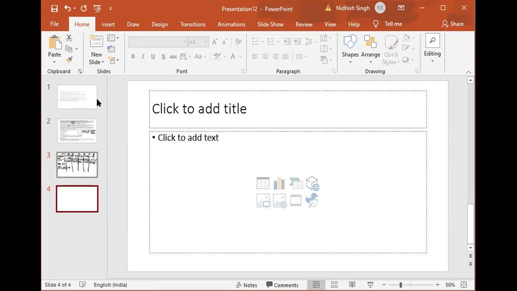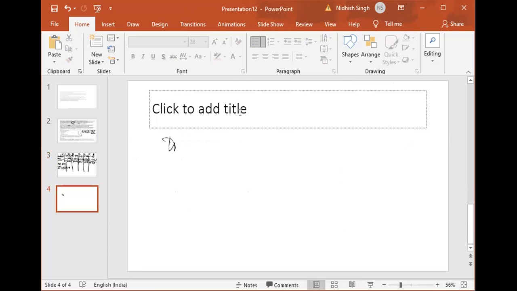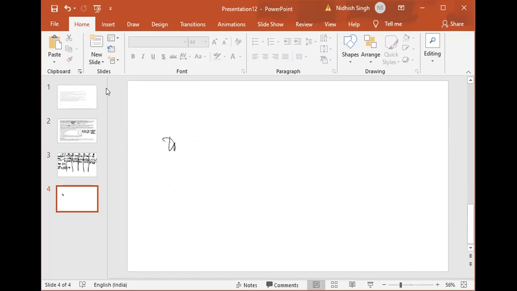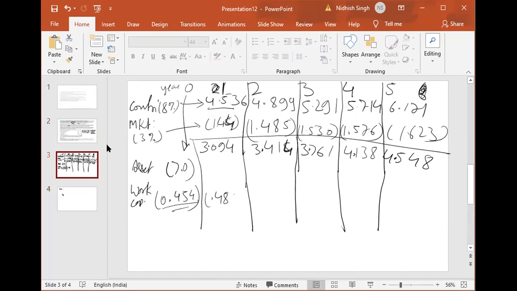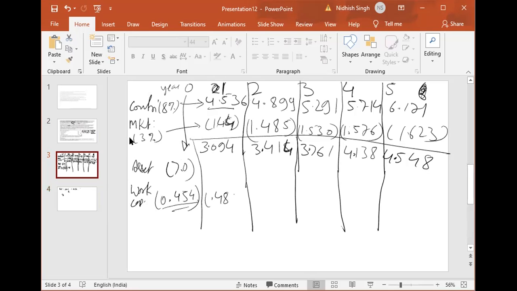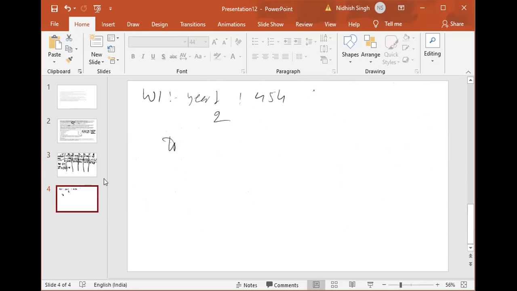Okay. So let's consider this as a working. You need to sometimes also do the working and get into the habit of creating the working as well. So working one. Okay. So 454 is already done. Year 1, 454 already invested into the working capital. Second year, how much do I need? 489, meaning 0.489. So 489 was needed.